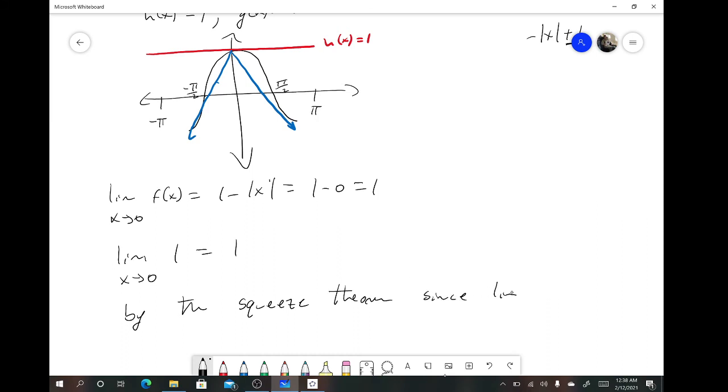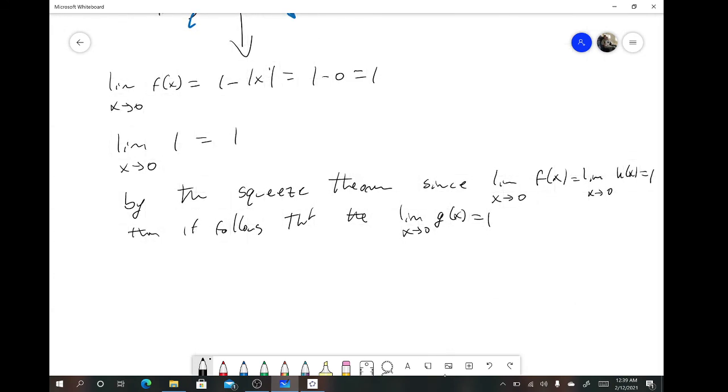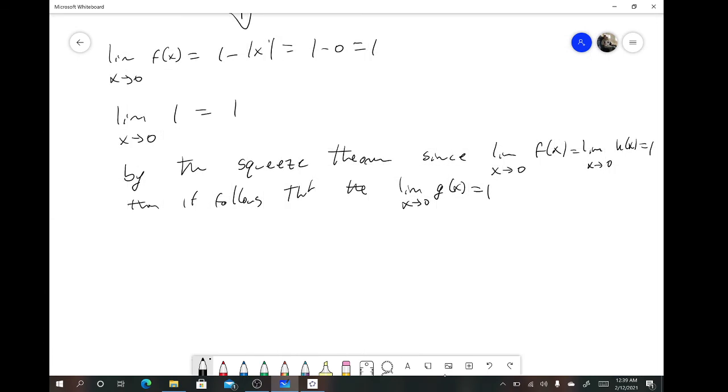Since the limit as x goes to 0 of f of x equals the limit as x goes to 0 of h of x equals 1, then it follows that the limit as x goes to 0 of g of x must also be 1. That must be the case by the squeeze theorem. And that is the end of that particular problem.